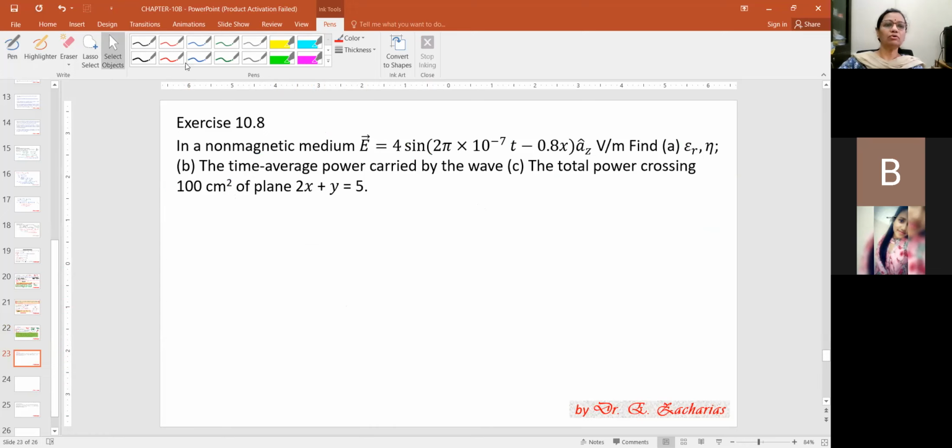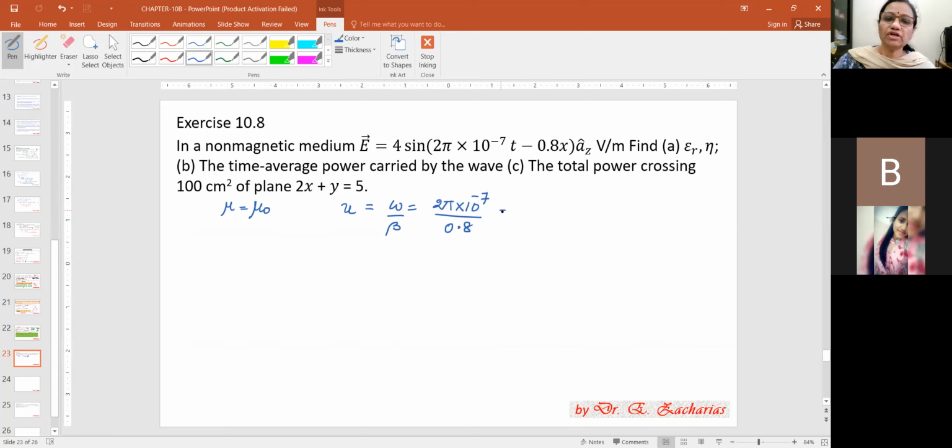Now let me quickly do two problems to wind up this part of the syllabus. So the first problem that we are going to do is in a non-magnetic medium. Non-magnetic means mu equal to mu naught. You are given E vector. Find epsilon r and eta. So that's the first part of the question. So you can see that omega, you know that the propagation speed is omega by beta. So let's just substitute. Omega is going to be 2 pi into 10 to the power of minus 7. Okay, and beta is going to be 0.8.